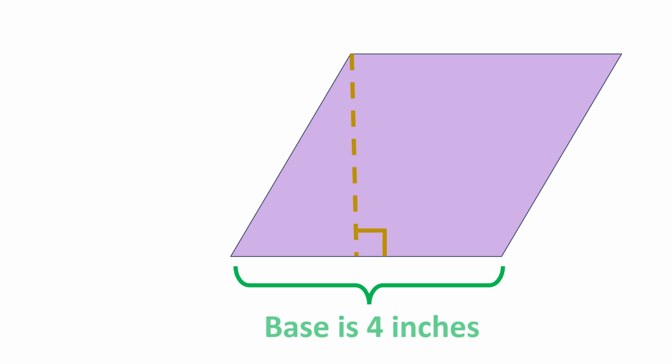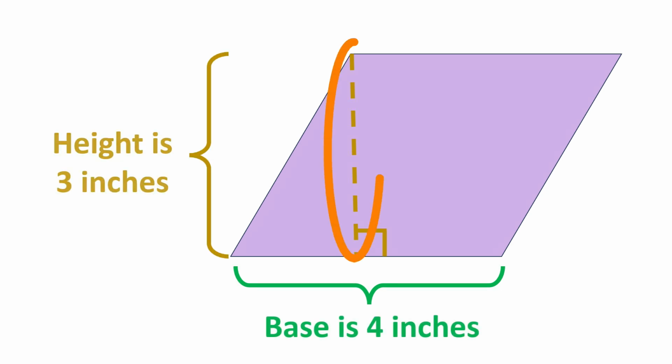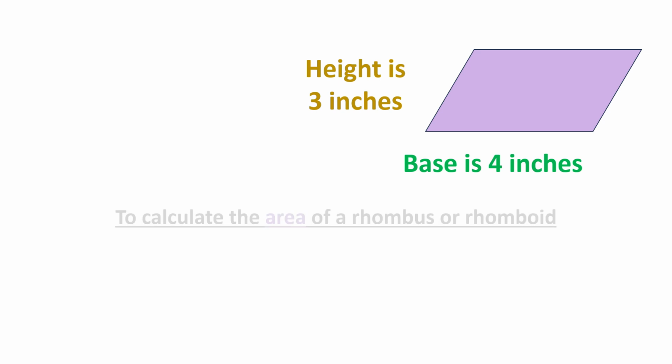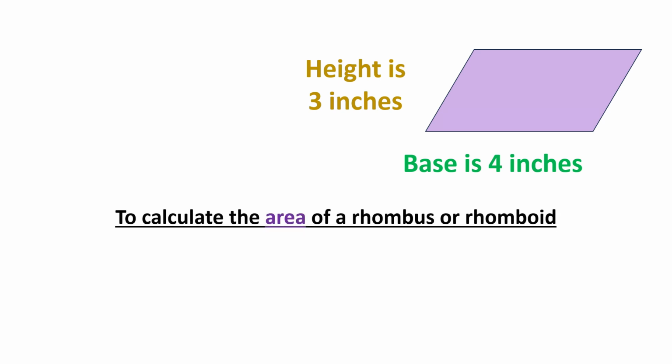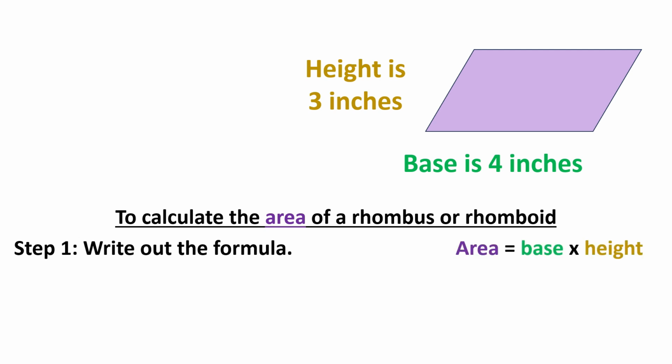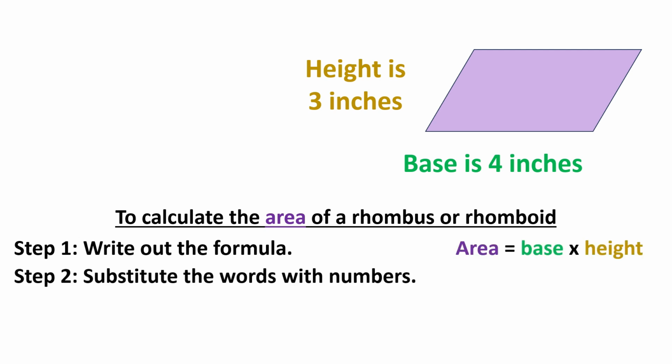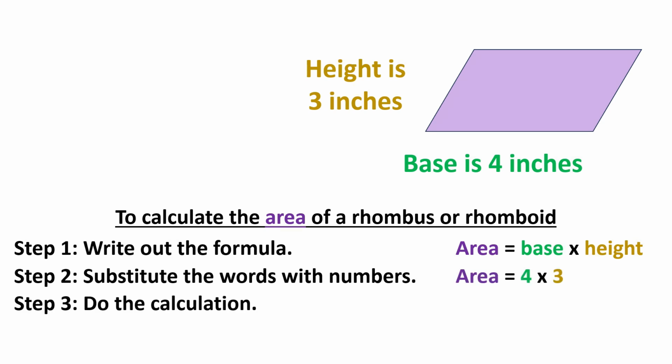Here's a rhombus. The base is 4 inches. The height is indicated by this dashed line, which is 3 inches. To calculate the area of a rhombus or rhomboid, we do 3 steps. Step 1. Write out the formula. Area equals the base times the height. Step 2. Substitute the words with numbers. In this case, the base is 4 and the height is 3. Step 3. Do the calculation. 4 times 3 equals 12. So the area of this rhombus is 12 square inches.